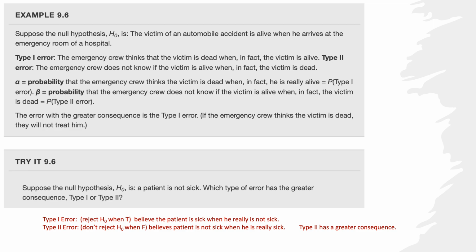Clearly, if mom's wrong, it's not a big deal. If dad's wrong, you could have a problem. So type 2 definitely has the greater consequence in this situation.